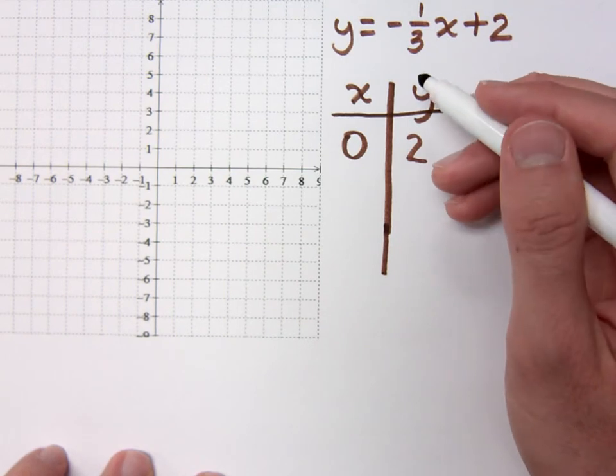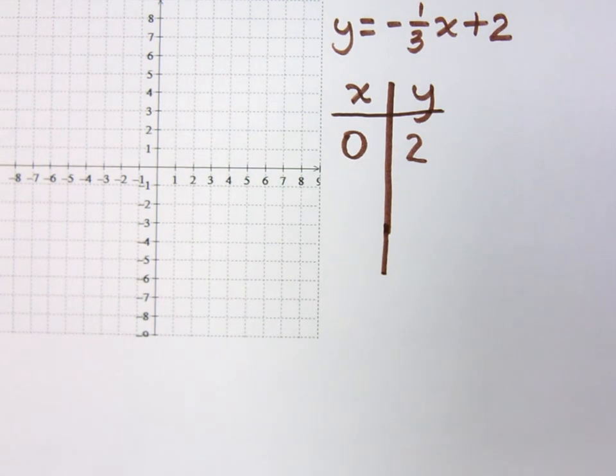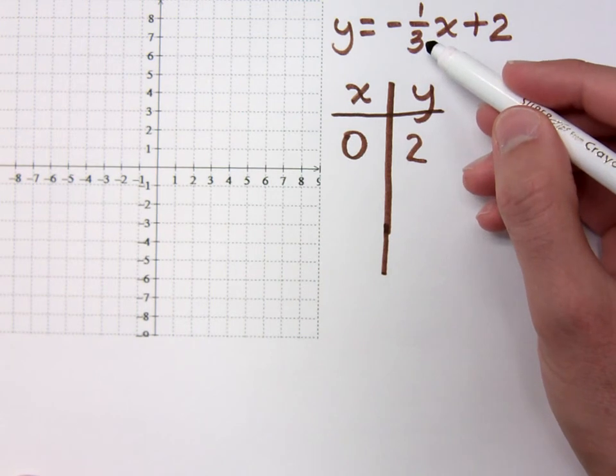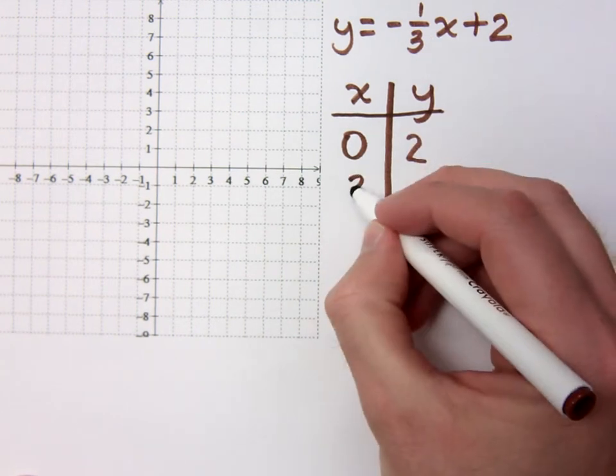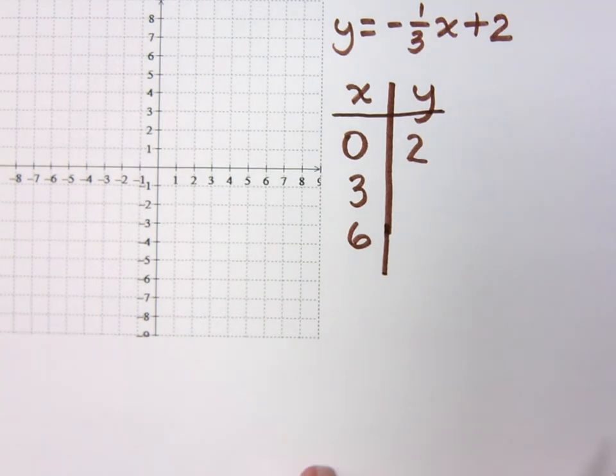What can I plug in here so that hopefully I don't have to worry about fractions? I could do 6. I could do 3 as well. But notice the numbers that you guys said. You said 3 and 6. Those numbers are multiples of this denominator, right? So if I pick multiples of the denominator and plug them in, then I should be able to simplify away my denominator and be happy.